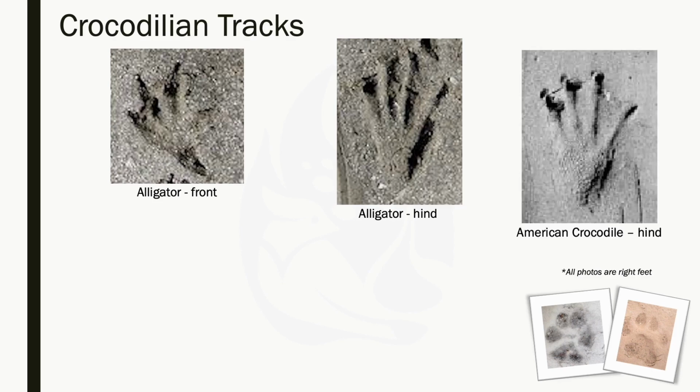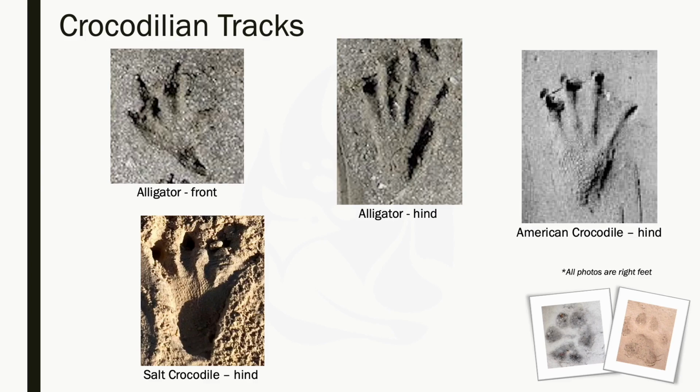Okay, again, compare that to an American crocodile hind. Again, very similar. You can actually see scales in this track, which is really cool, in the heel area. Again, 4 toes. You can see, again, that large negative space between the fourth toe on the far right and the third toe.